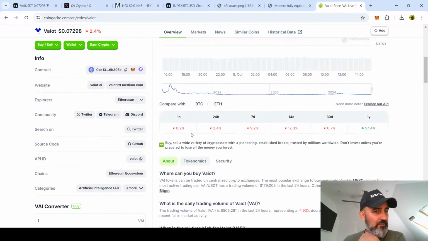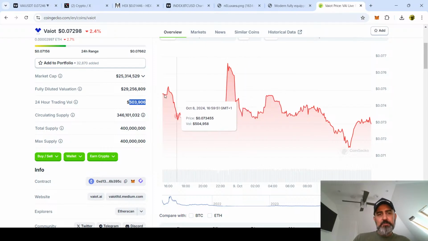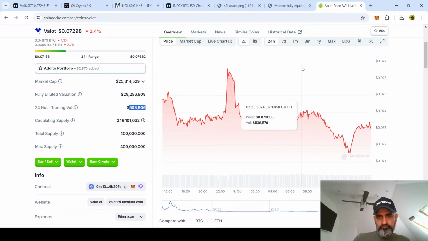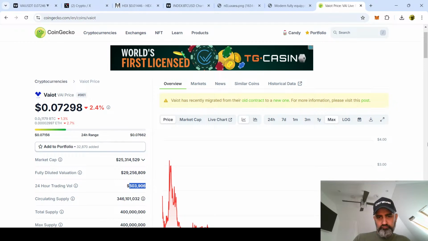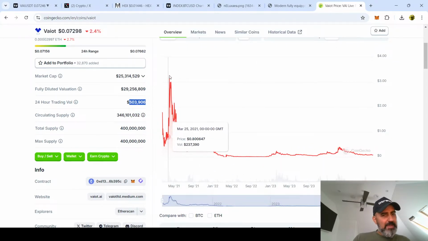It's relatively low volume, huh? It's not very high volume. 500k volume. Relatively low, but I mean, it's still okay. I mean, the market cap's at 25 million. Could it get back to the all-time high?